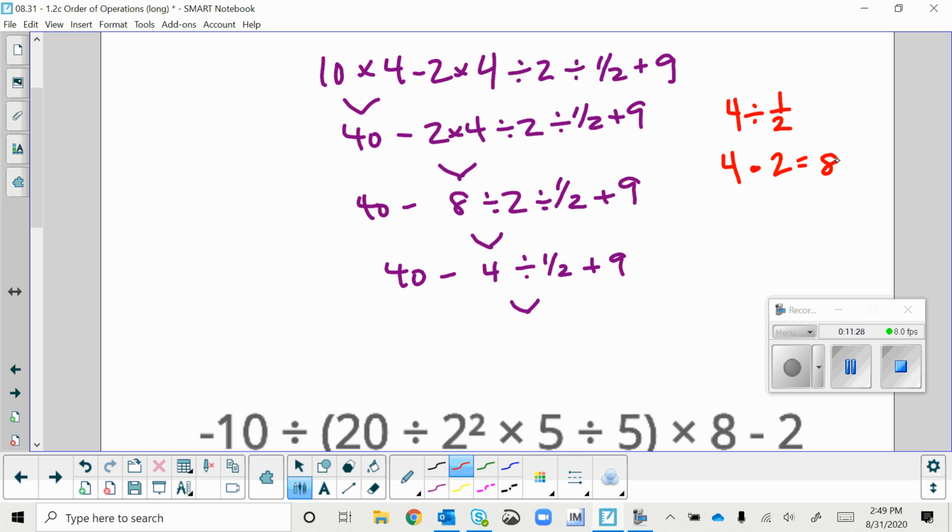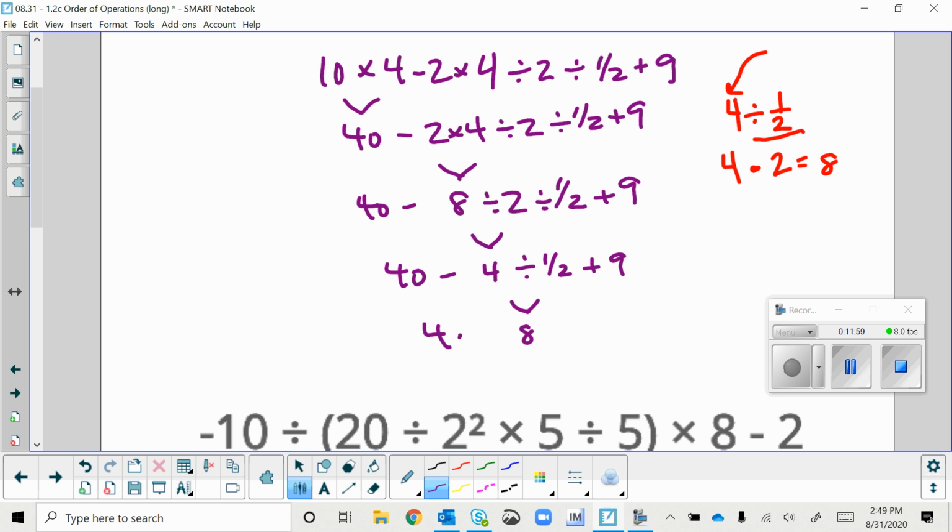And the reason why this is a rule is think about you have a pan of brownies, and it's divided into 4 pieces. Okay, and then you take each of those 4 pieces and you divide each of those into half. So each of those 4 you break up into 2 pieces, into halves. How many pieces do you have now? You have 8. That's why the keep, change, flip, or multiply the reciprocal, that's why that works. So 4 divided by 1/2 is 8.